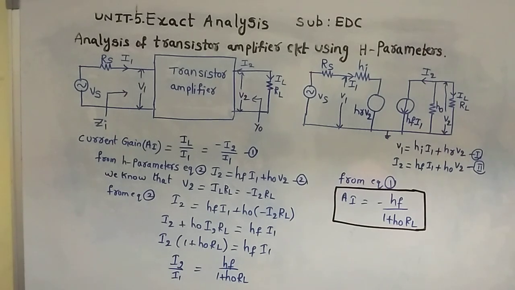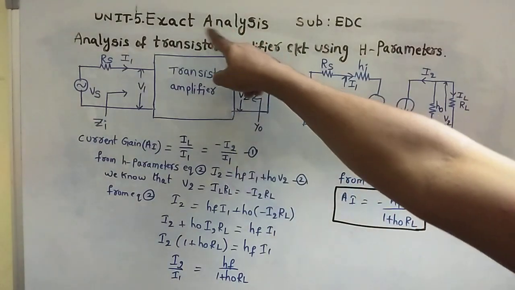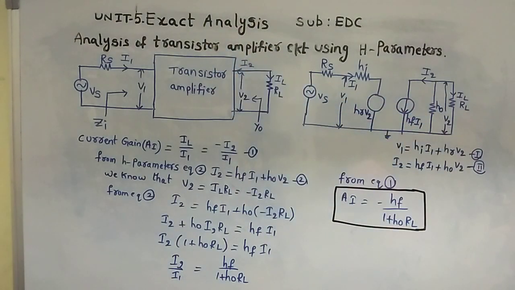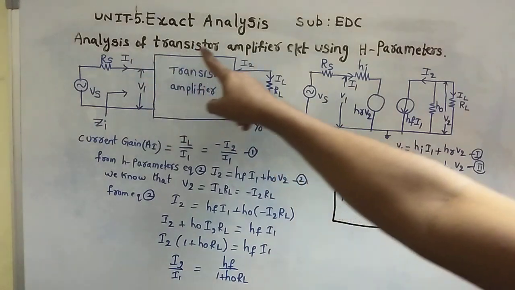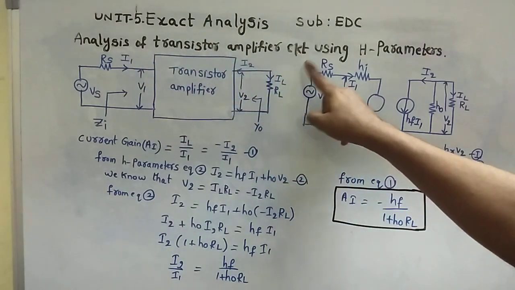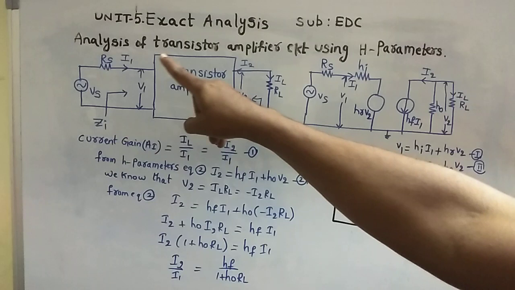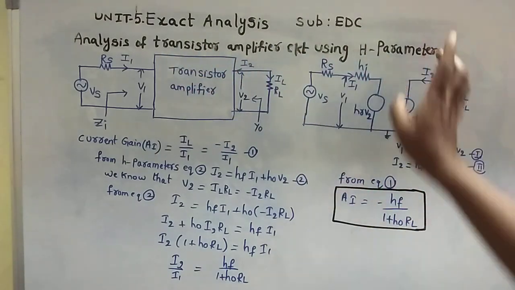Hi everyone. Today we'll discuss the most important topic in EDC, which is a compulsory question in the external examination: exact analysis. Unit 5, analysis of transistor amplifier circuit using H parameters.